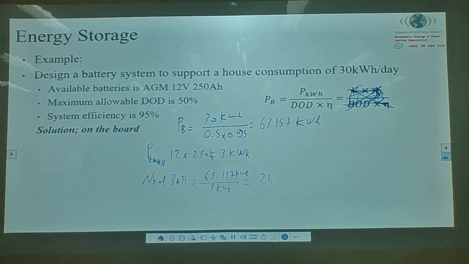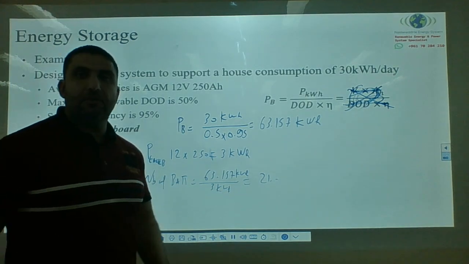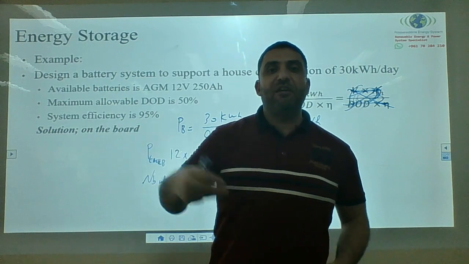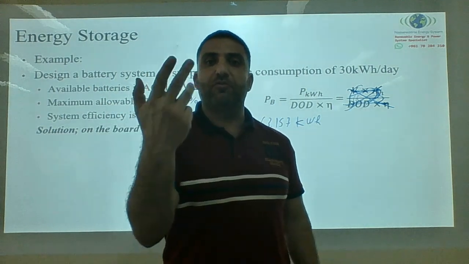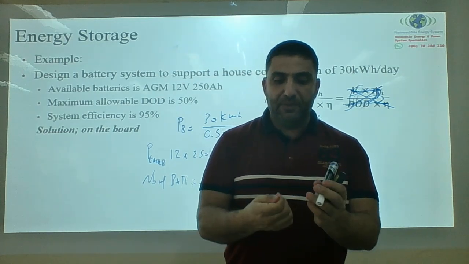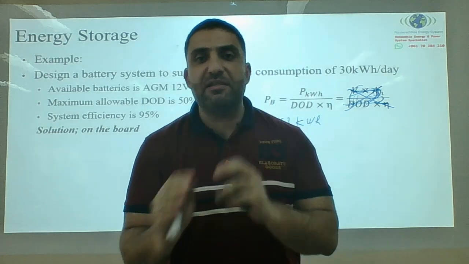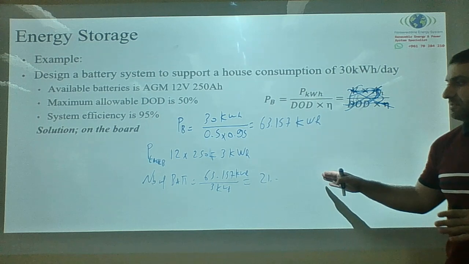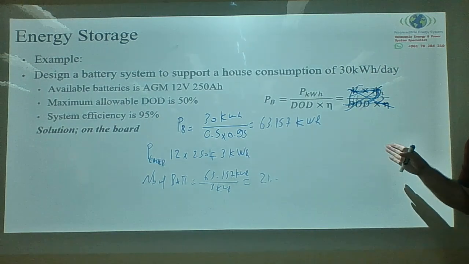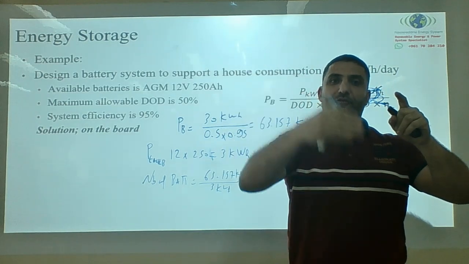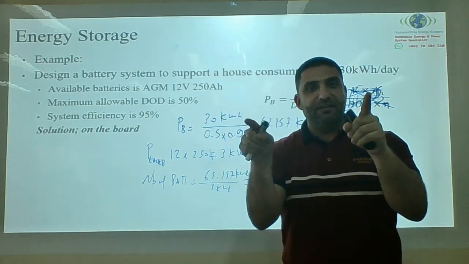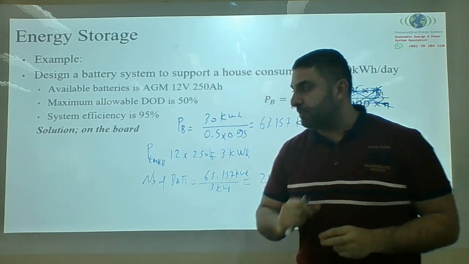Now, I need 21 batteries. The available charge controllers and inverters on the market are 12 volt, 24 volt, 48 volt, and 96 volt. So I need to stack my system, these 21, in parallel and series. But guess what? If I have 4 in parallel, I have to put 4. I cannot put 4 and a 3. No, it has to be the same voltage in parallel.